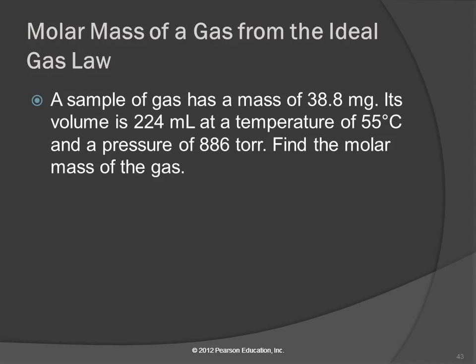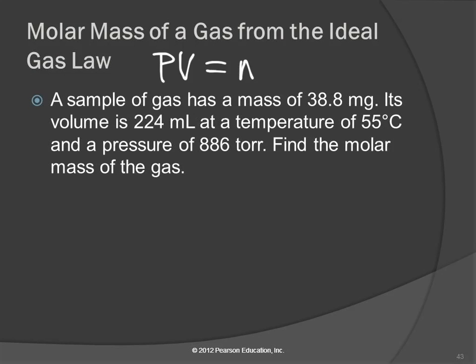We can use the ideal gas law to determine the molar mass of a gas. It's hard to measure the number of moles of something. But for a gas, PV equals nRT. Let's write that down.